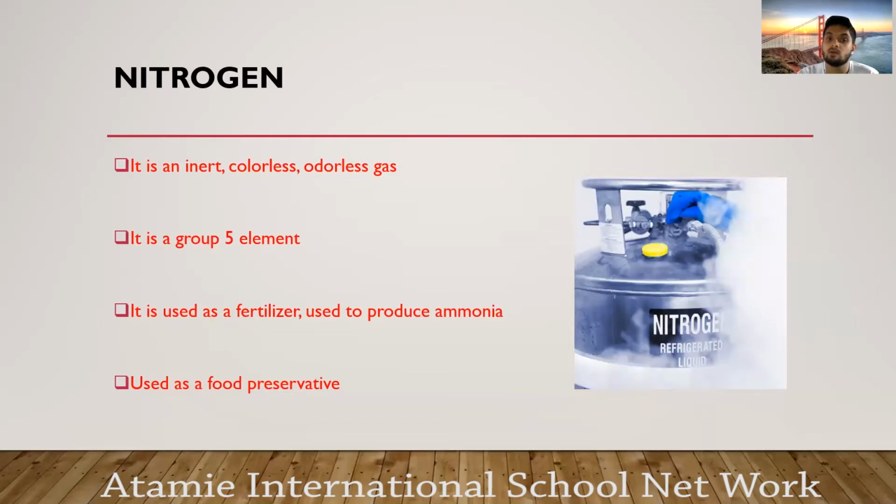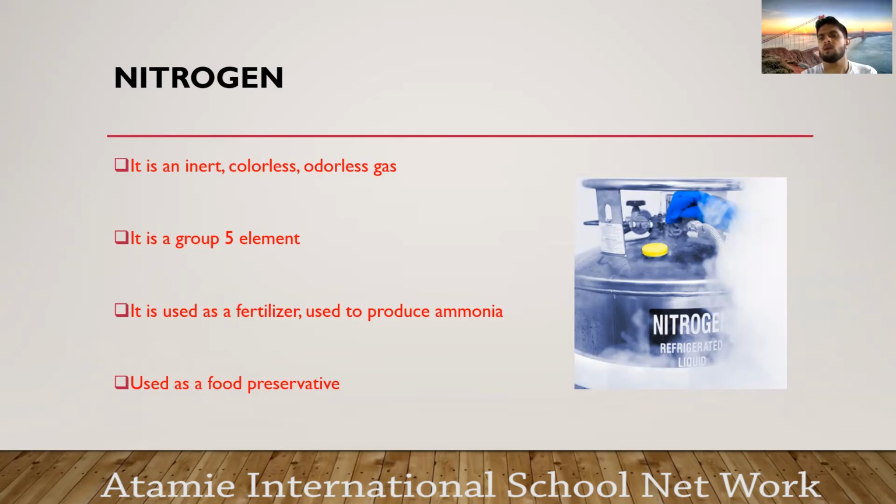It is a group 5 element, which means it has 5 electrons in its outer shell. If you want to validate that, go to your textbook, turn to the periodic table and check. As I said, the main focus will be on the uses. Nitrogen is mainly used as a fertilizer. If you're doing biology, you would know the three most important nutrients a plant needs are nitrogen, phosphorus, and potassium. So nitrogen is used in many fertilizers.